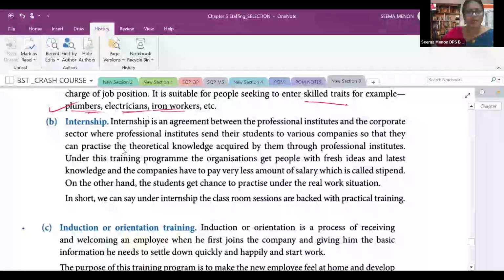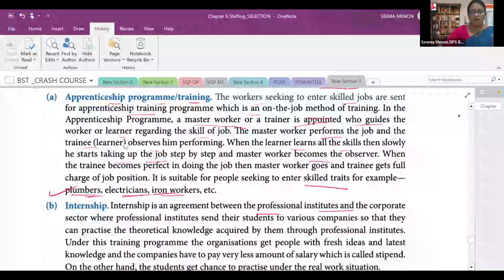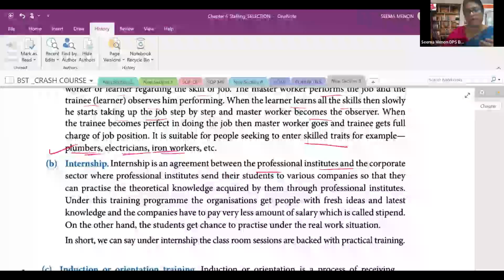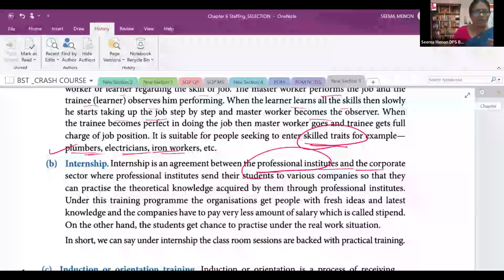What do you mean by internship? You might have heard of the internship program. It is an agreement between the professional institute and the corporate sector. So if apprenticeship is for skilled trade, here it is for professional institutes, which send their students to various companies from the college they go to. In the beginning, I told you that they can practice the theoretical knowledge acquired through the professional institute.